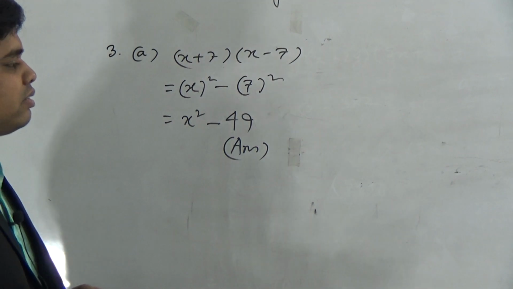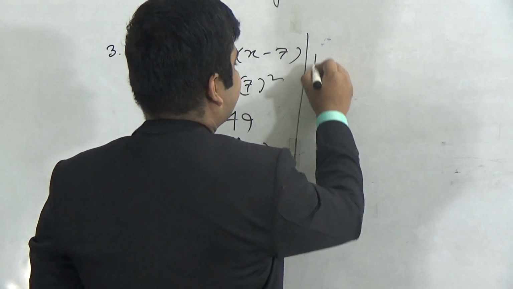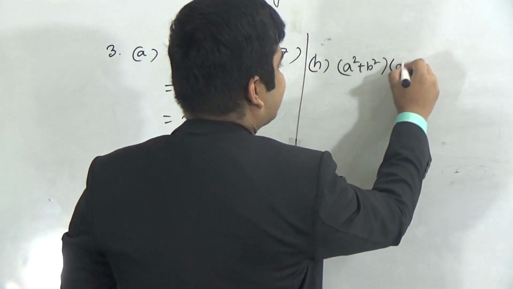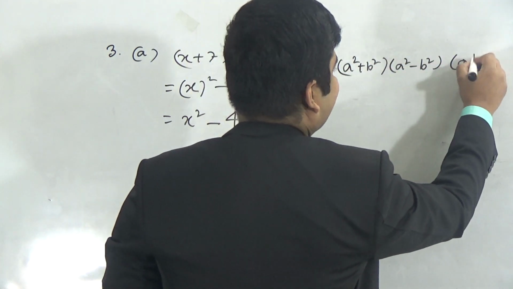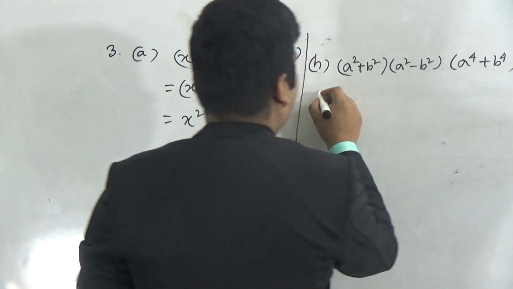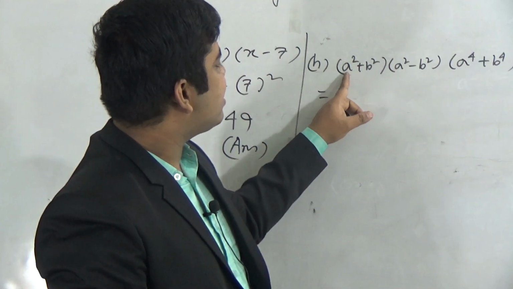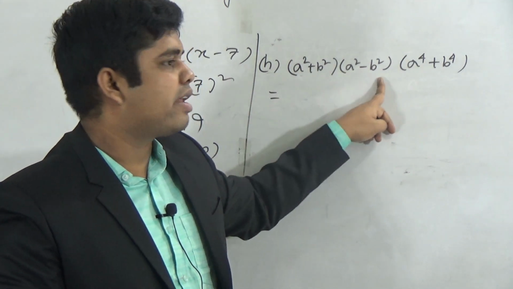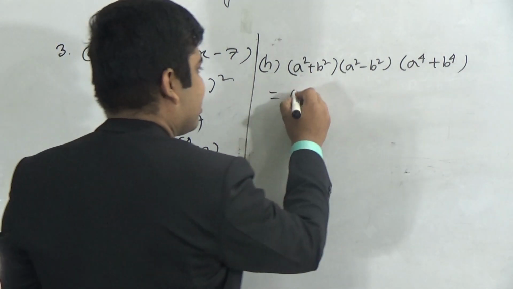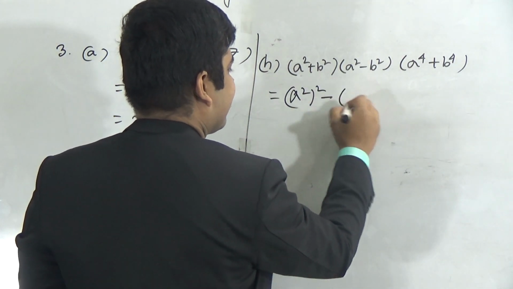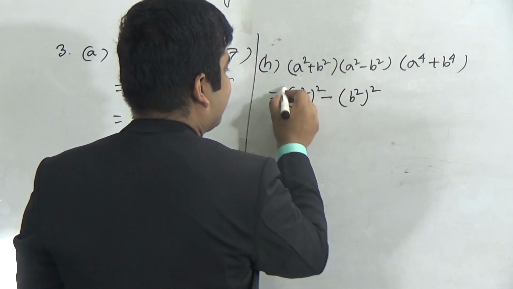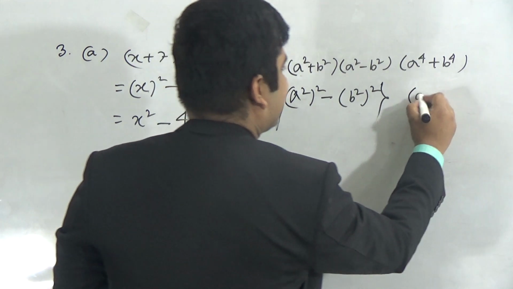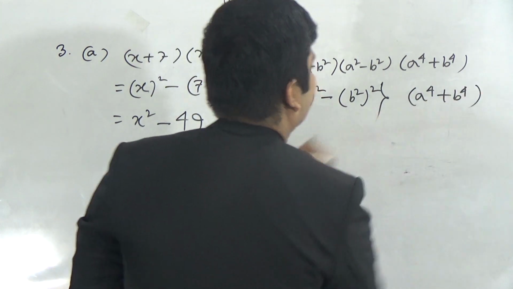Next question, question number 8, is a square plus b square, a square minus b square, and a to the power 4 plus b to the power 4. Okay. So notice, we consider a square means a and b square means b. So a plus b into a minus b. So from that expression we can write a square whole square minus b square whole square. So first one is done, then this one is left, and we write this at last.